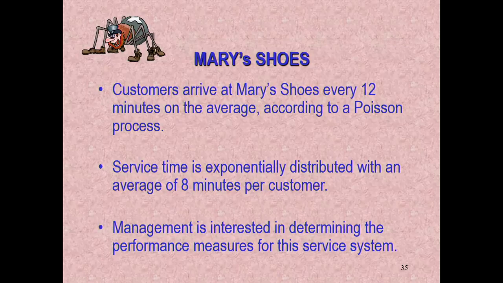One every 12 minutes, 5 per hour. That makes sense? It's telling us service time is exponentially distributed. That's why it's MM, right? Poisson, exponential MM, with an average of 8 minutes per customer. Okay, so 8 minutes per customer. So we can serve one customer every 8 minutes.